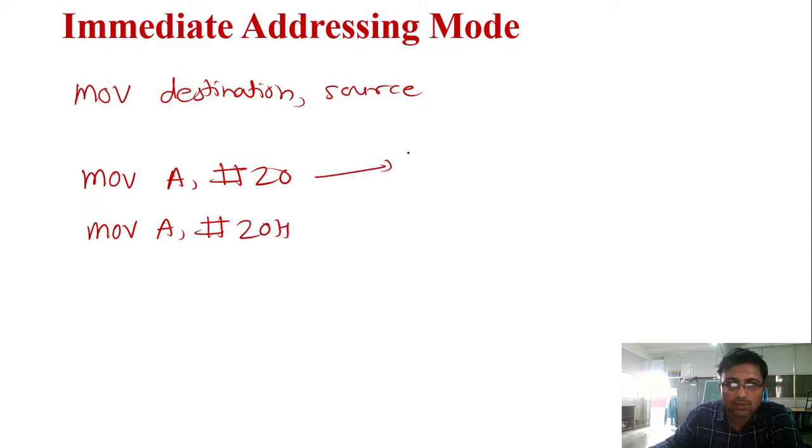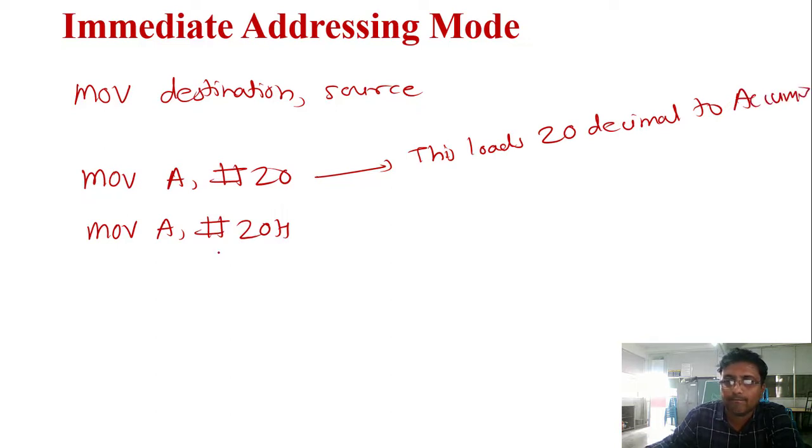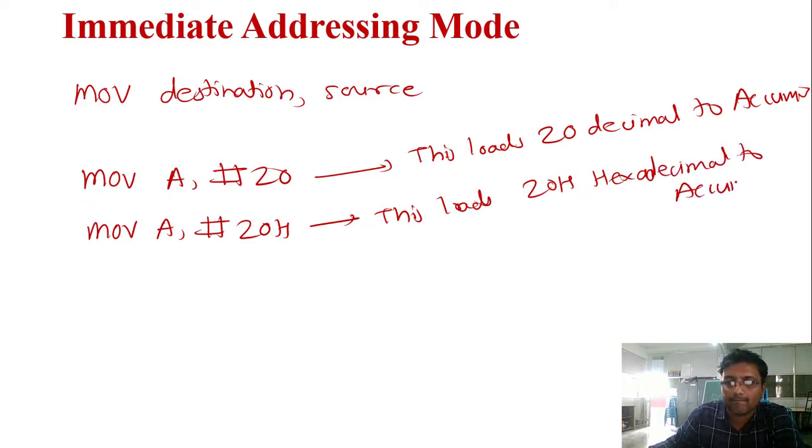So this loads 20 decimal to the accumulator, and this loads 20h, that is hexadecimal, to the accumulator.